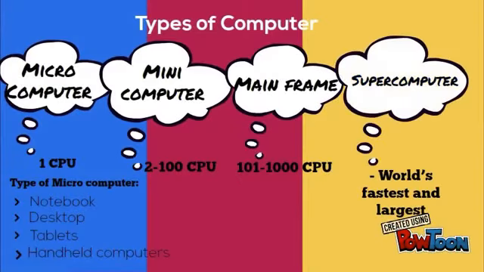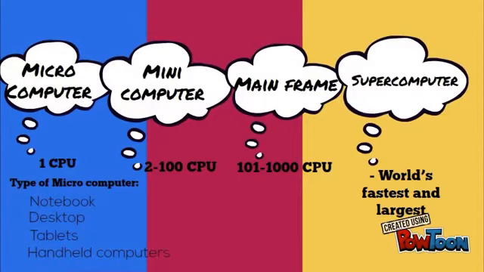There are 4 types of computer. Microcomputer, which has 1 CPU, minicomputer, which has from 2 to 100 CPUs, mainframe, which has from 101 to 1000 CPUs, supercomputer, which is the largest and fastest computer.